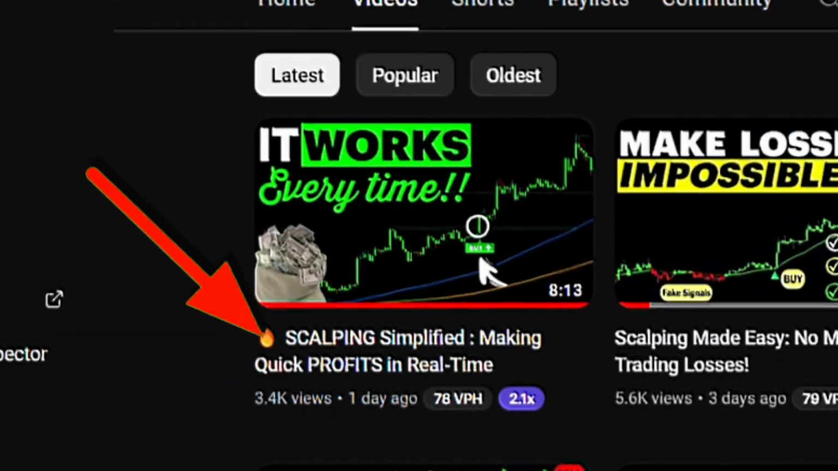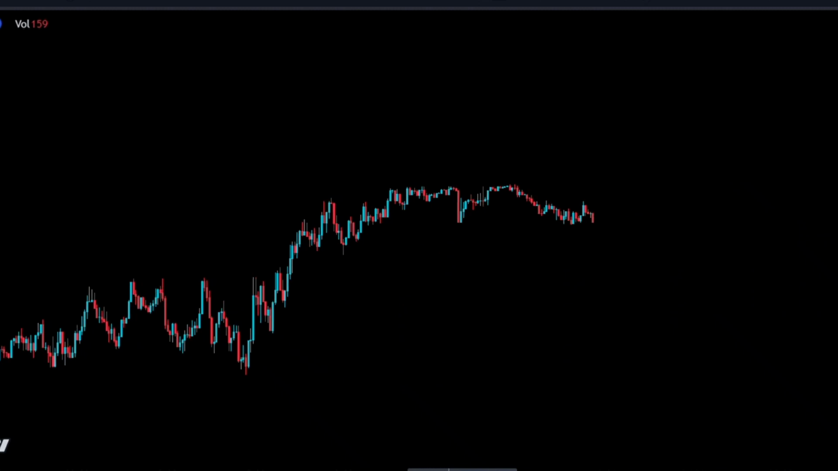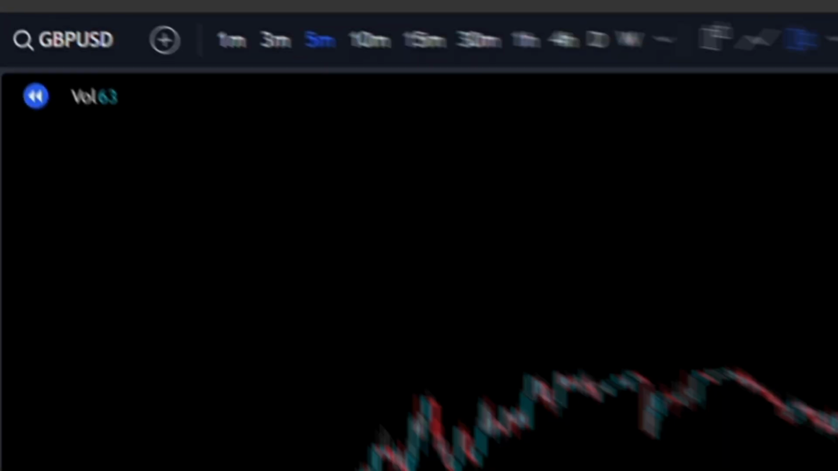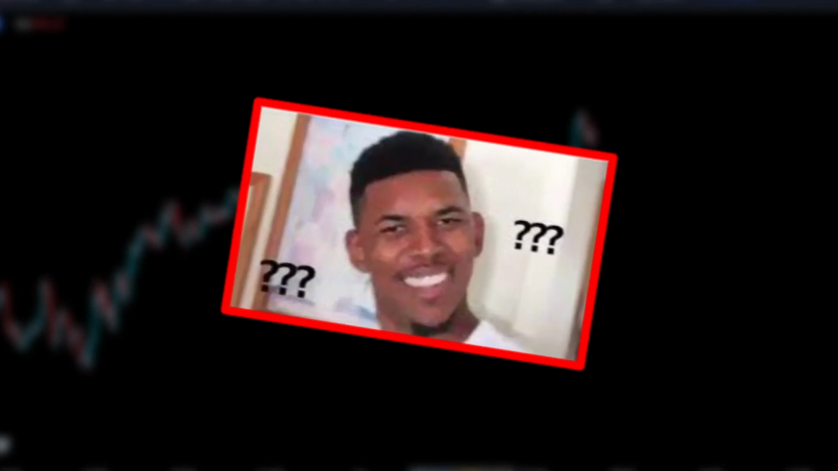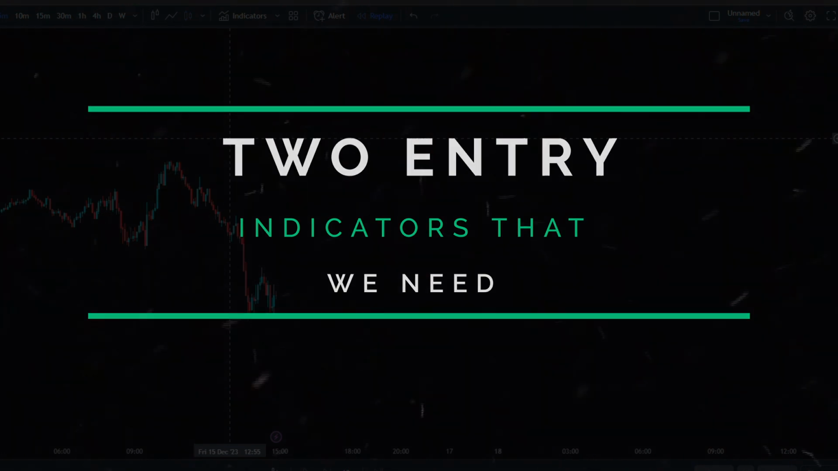This scalping strategy created by Trade Genius makes quick profits in real time. I'll be backtesting this 100 times using GU on the 5-minute time frame to see if we can make some quick profits too. Okay, so load up TradingView, and for this strategy we're going to need 2 indicators.